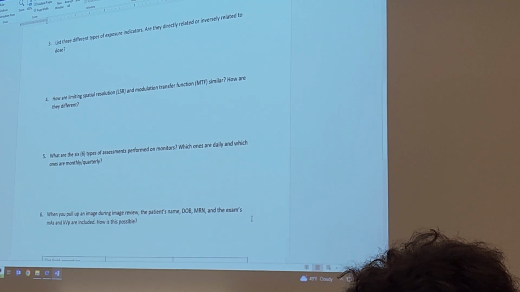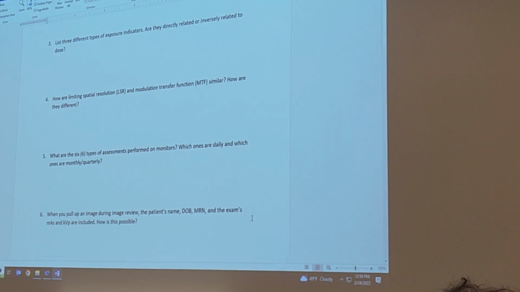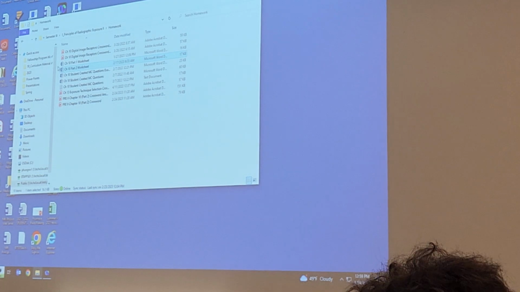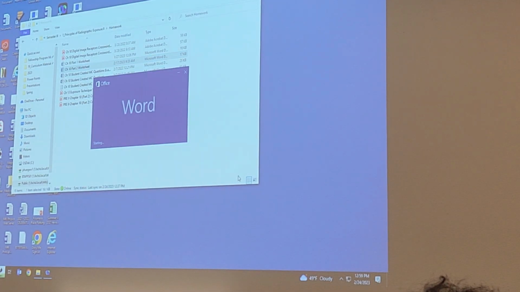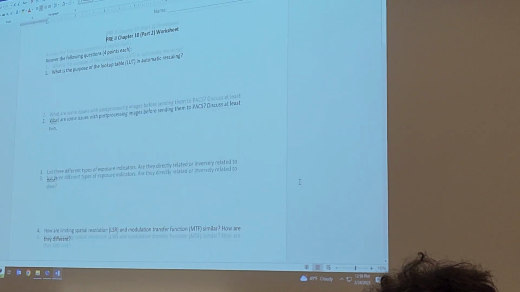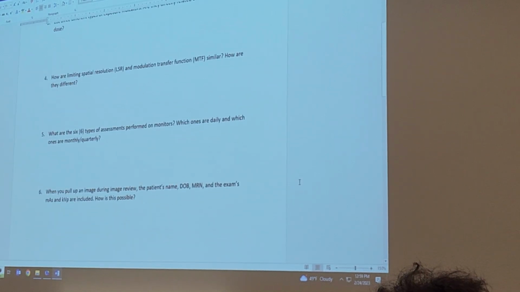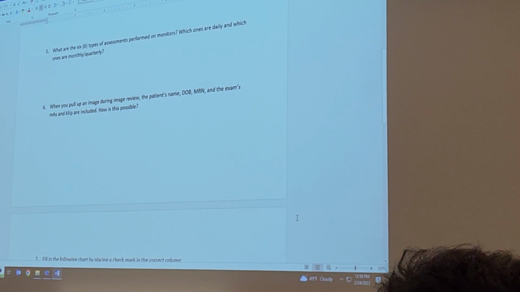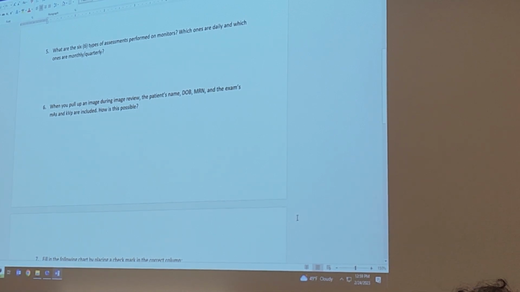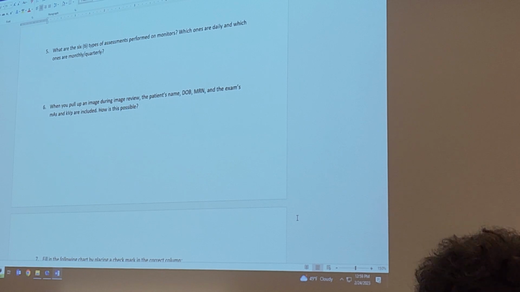Okay, hold on, why is this acting up? MTF uses resolution. This is Friday. What does MTF use? Measure spatial resolution. MTF and LSR measure spatial resolution. That's a similarity. Okay, yes, Cody. For that one, as far as the similarities, I read that they both use line pairs per millimeter. Is that correct?